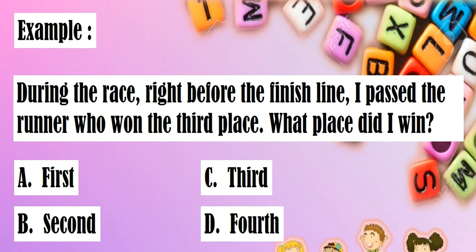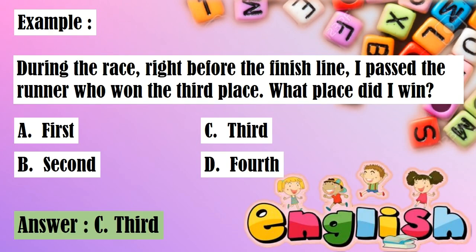Example: during the race, right before the finish line, I passed the runner who won third place. What place did I win? A. First, B. Second, C. Third, D. Fourth. So the answer is C. Third.